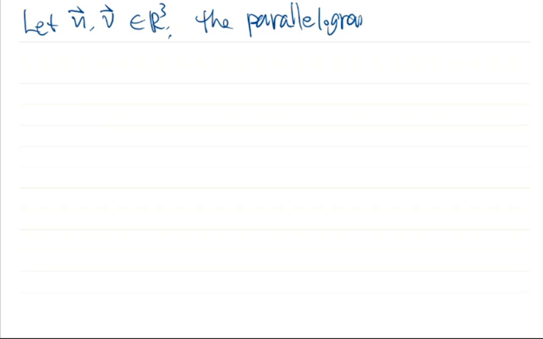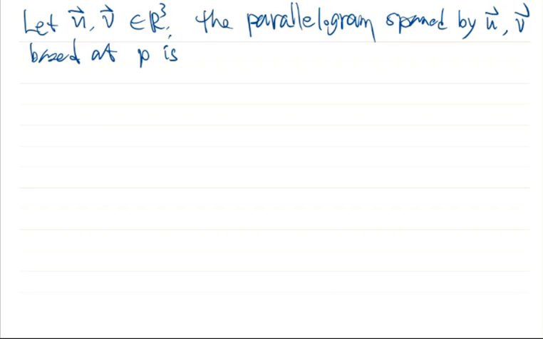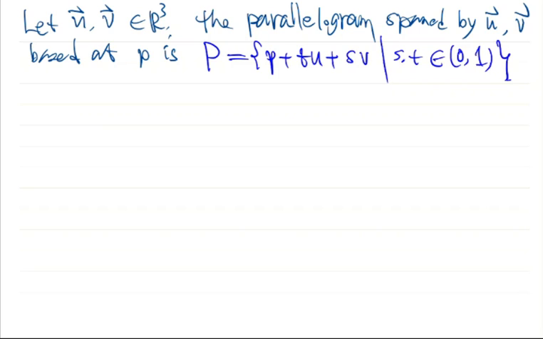Let U and V be vectors in R3. The parallelogram spanned by U and V based at the point P is this subset, capital P: P plus TU plus SV, with S and T in the open interval (0,1). So this is the definition of a parallelogram.